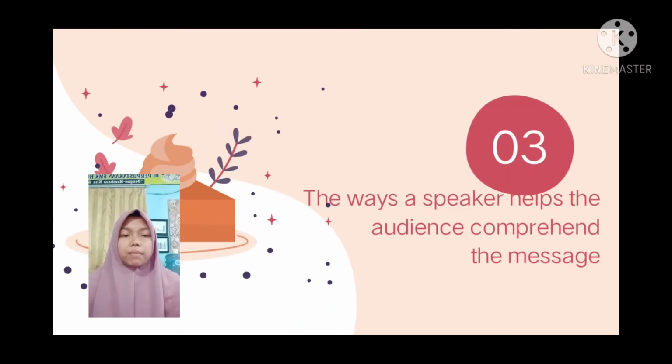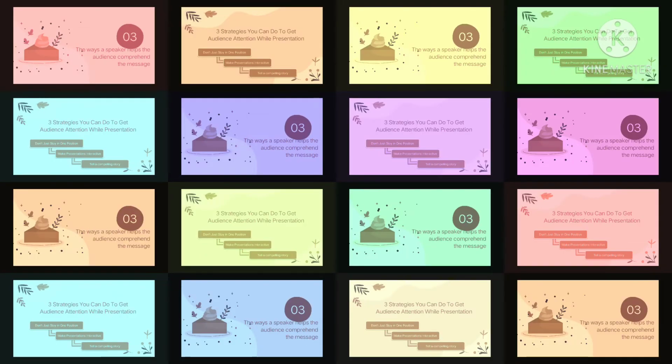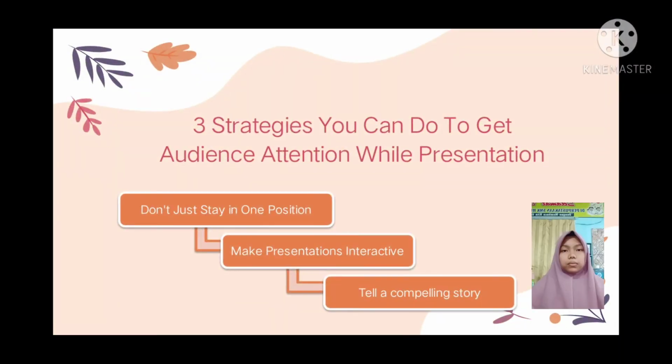Let's move to the third material. It's about the ways a speaker helps the audience comprehend the message. Three strategies you can do to get the audience's attention during a presentation. The first is, don't just stay in one position, so you must move. The second is, make the presentation interactive. And the last is, tell a compelling story. So you can give an example about the story.